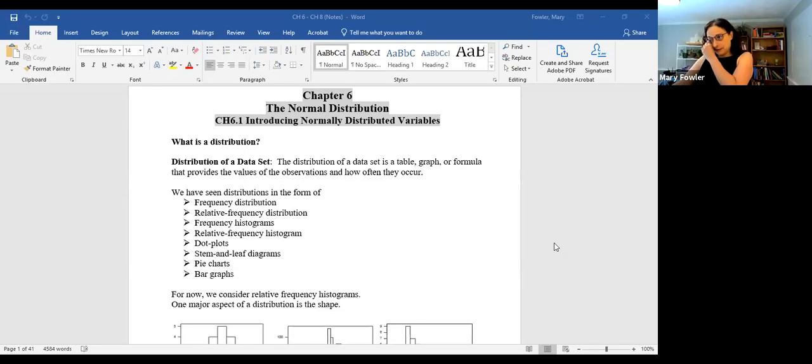I'm looking here at notes from chapter 4. We have certainly been able to find values that a variable takes on and how frequently it takes on those values using all of these techniques: frequency distributions, relative frequency distributions, histograms, relative frequency histograms. So I'm going to just work with the histogram idea for right now as we go forward and talk about the normal distribution.